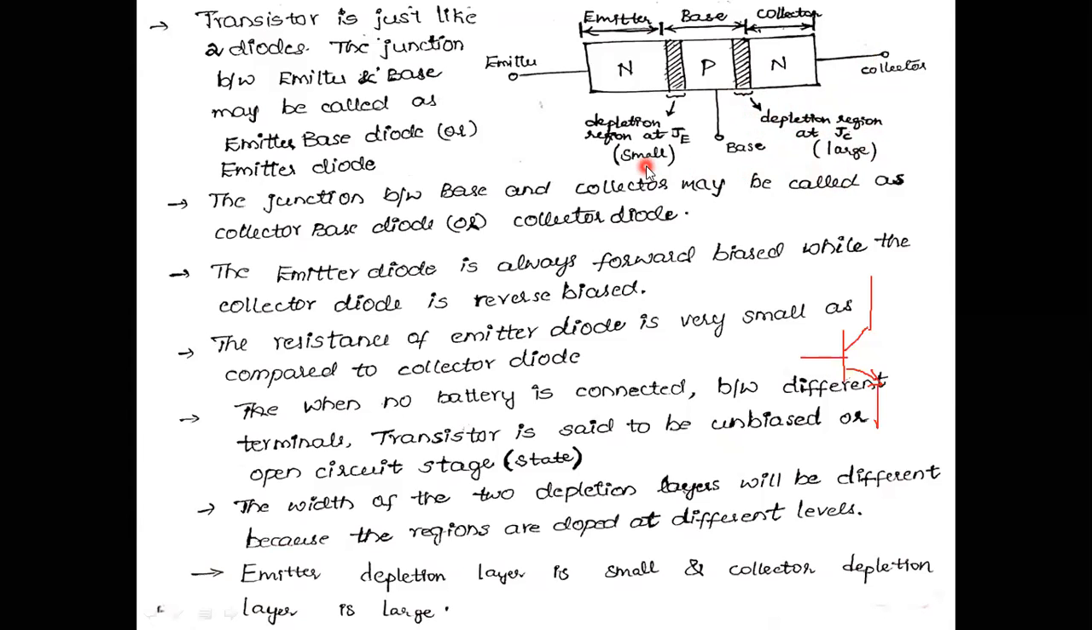Normally the emitter junction should be operated in forward bias condition, whereas the collector junction is normally operated in reverse bias condition. Due to forward bias, this depletion region will be thin. This depletion region is very small, whereas this depletion region is very large. Why? Because this collector side is reverse biased. Okay. That is the meaning of small: a small depletion region means it is forward biased, and a large depletion region means it is reverse biased.